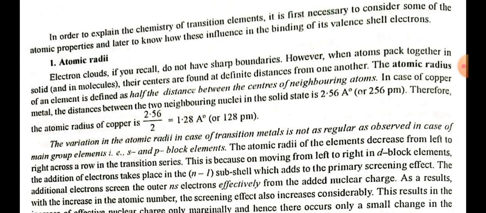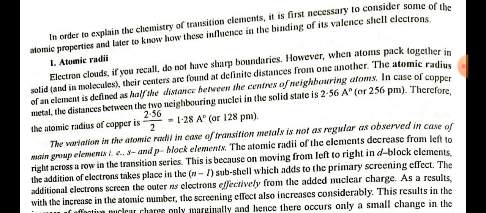In the case of copper metal, the distance between two neighboring nuclei in the solid state is 2.56 angstrom. Therefore, the atomic radius of copper is 2.56 upon 2, that is 1.28 angstrom. The variation in the atomic radii in the case of transition metals is not as regular as observed in the case of main group elements, s and p block elements. The atomic radii of the elements decrease from left to right across a row in the transition series.